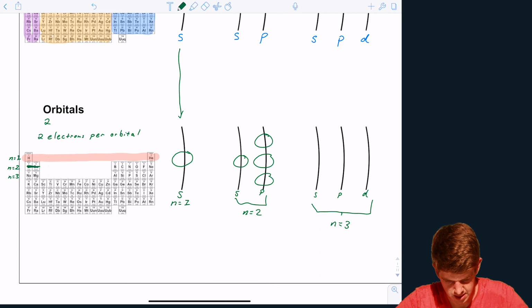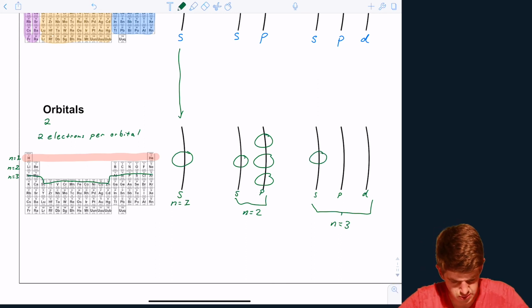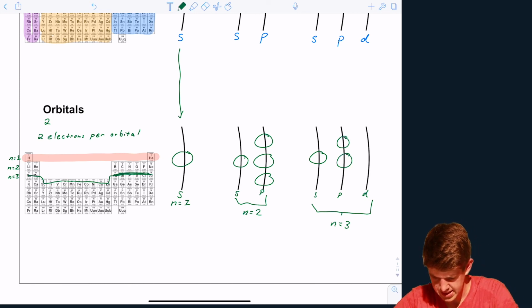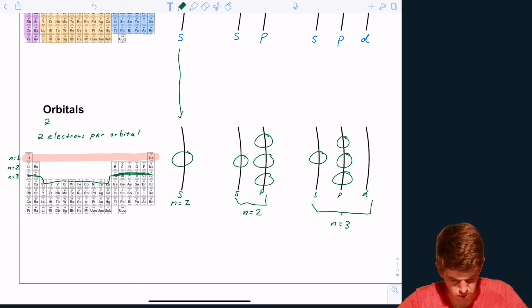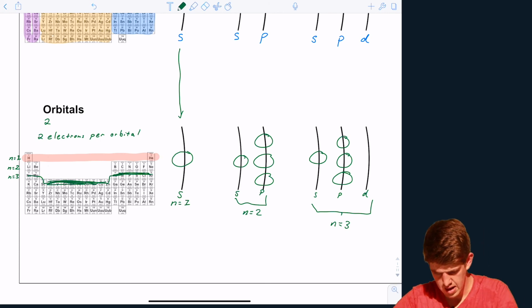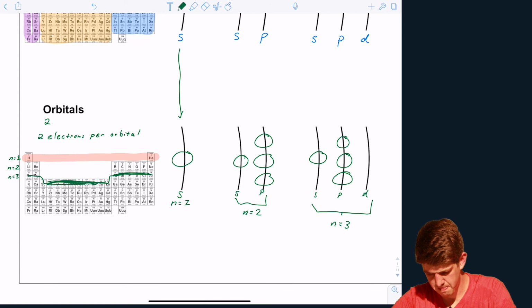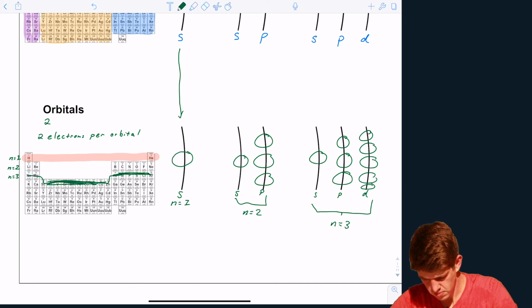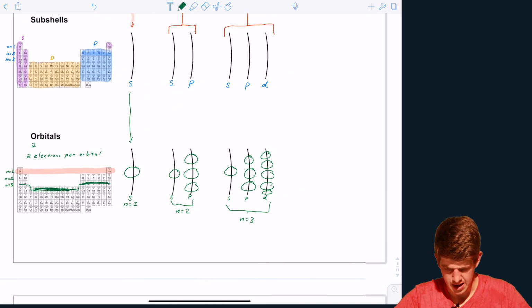Lastly, in the D block, or in the third shell, I have my S, which has 2 electrons. I have my P, which has 6 electrons across 3 orbitals. And then I have my D block. There are 10 elements there. 10 elements, 2 electrons per orbital means I have 5 total. So I hope that was helpful.